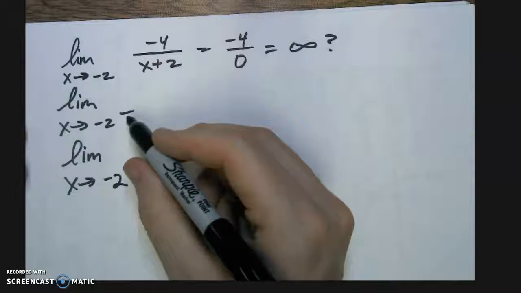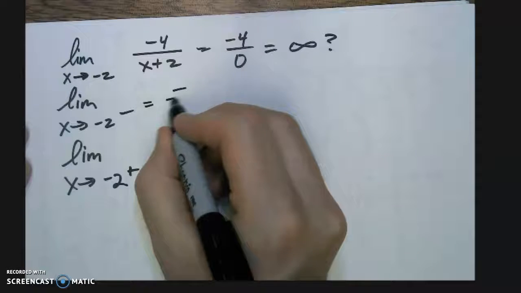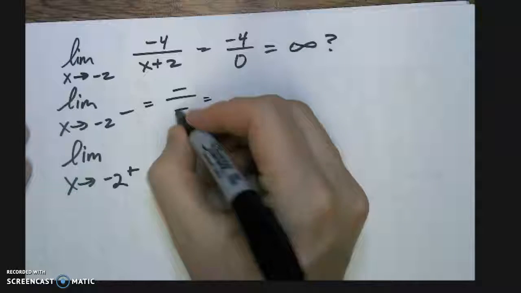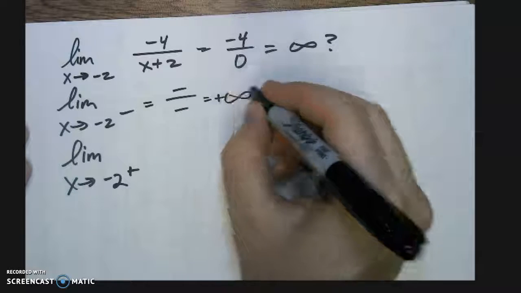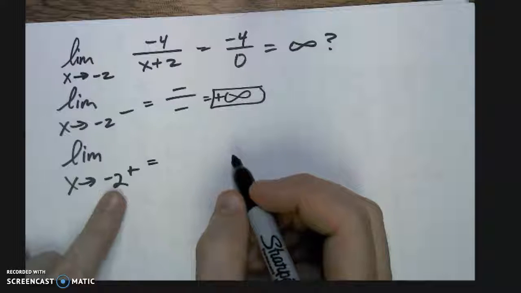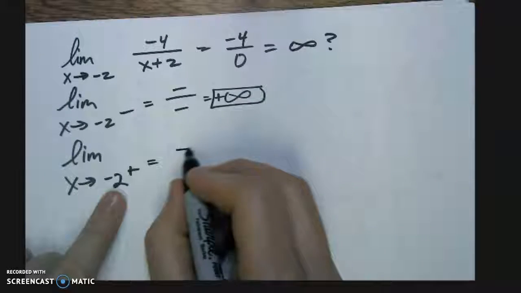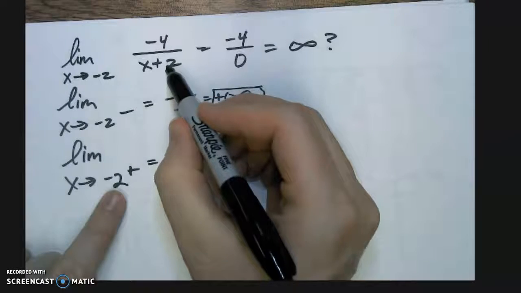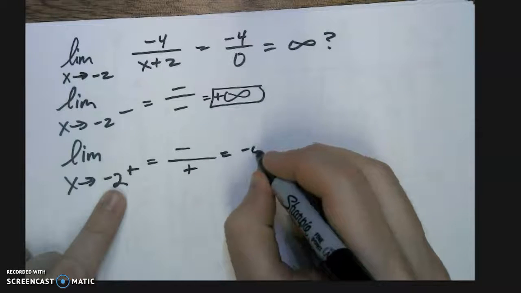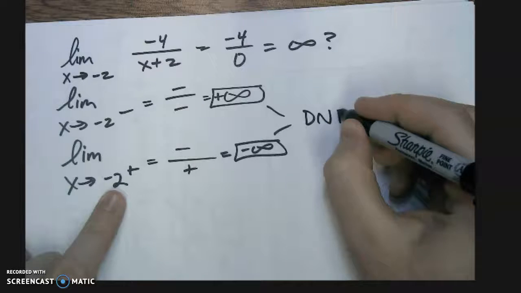something to the left of negative 2, say negative 3, would be a negative on top. Negative 3 would give me negative on bottom. Two negatives make a positive. Positive infinity on the left. Negative 2 from the right, say negative 1. The negative 4 is negative. If I plug in negative 1, I'm going to get a positive. Negative divided by a positive is a negative. So these do not match. The limit does not exist.